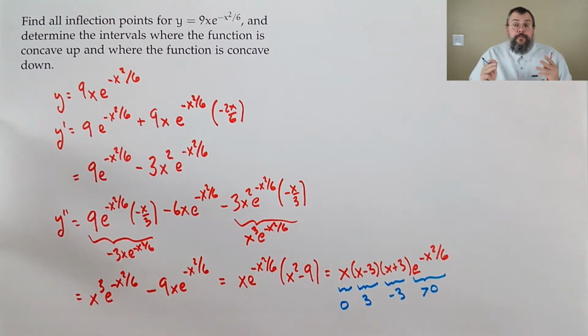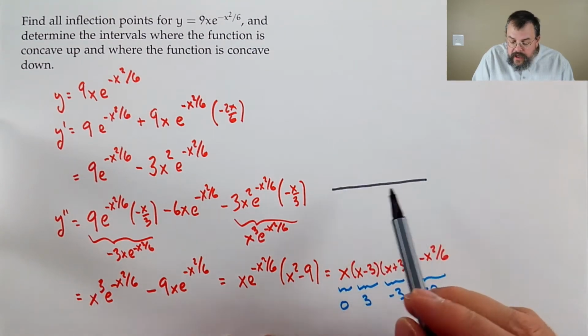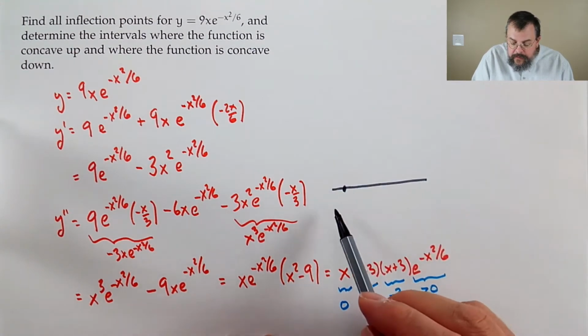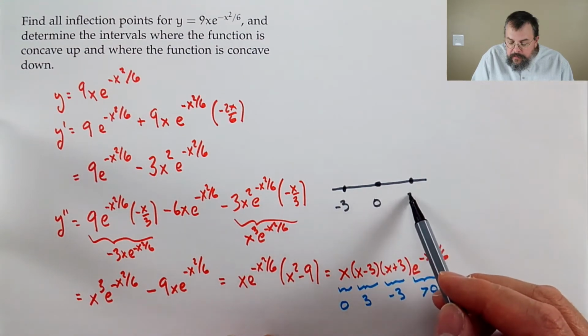Now, those might be inflection points, or they might not. See, the thing is they're potential inflection points, but you have to make sure that we actually change concavity at those points. So, to check, we should sketch. We'll sketch our number line here. -3, 0, +3.